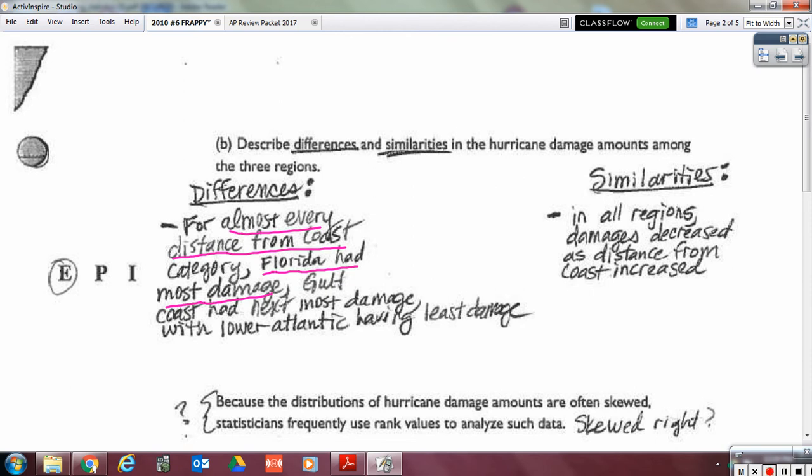Similarities: in all the regions, damages decreased as the distance from the coast increased. So as you got farther from the coast, the amount of damage in all of the regions decreased.